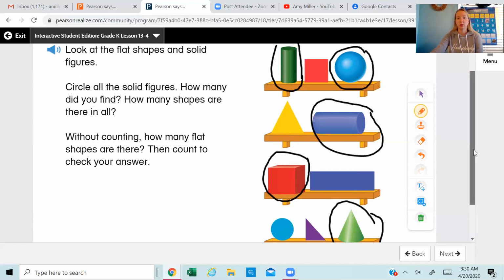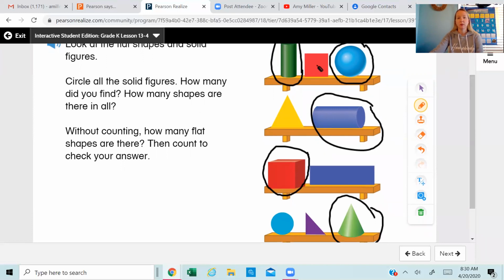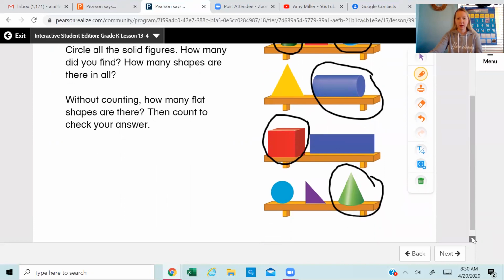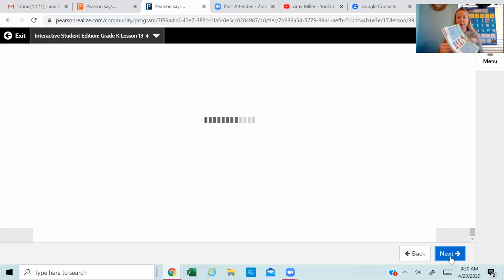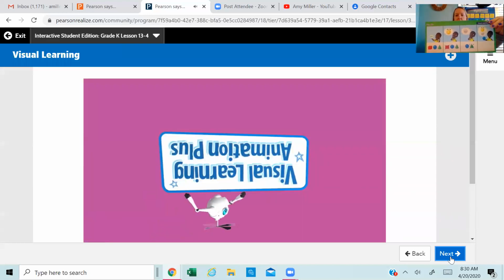All right, now first they want us to count how many there are in all. Let's count how many shapes there are in all. 1, 2, 3, 4, 5, 6, 7, 8, 9, 10. Now without counting, look quickly, how many flat shapes do you see? Give your answer and then count to check if you're right. Great, good job. And then after you do that, go ahead and flip your paper. Do the heart flip. This page.